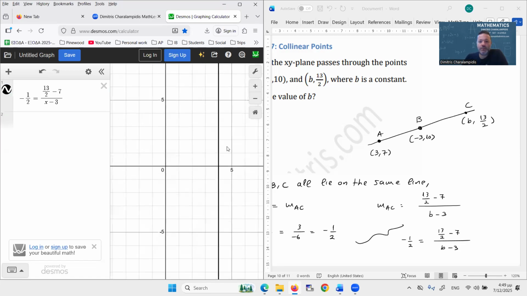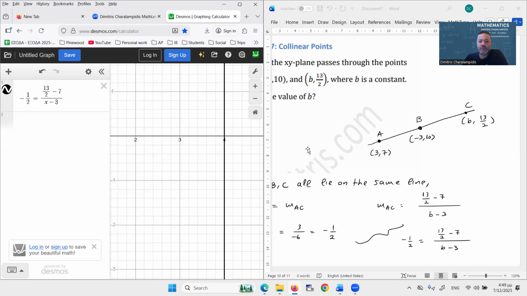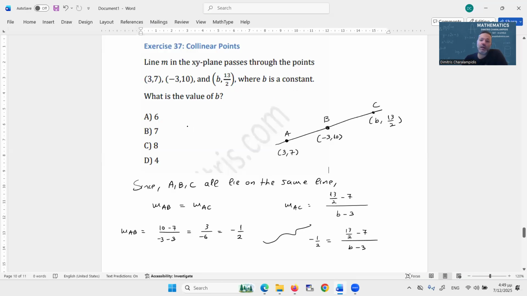This shows here that the right answer is 4. Let's see if there is any 4. Yes, there is. So the right answer from this equation, and therefore for the entire exercise, would have been 4, which is D.